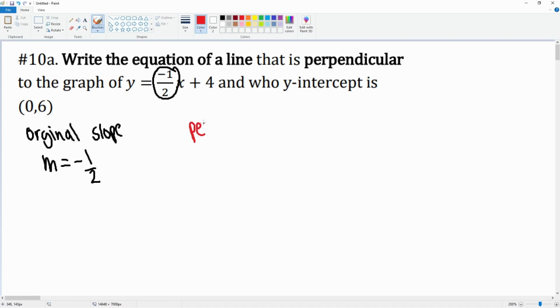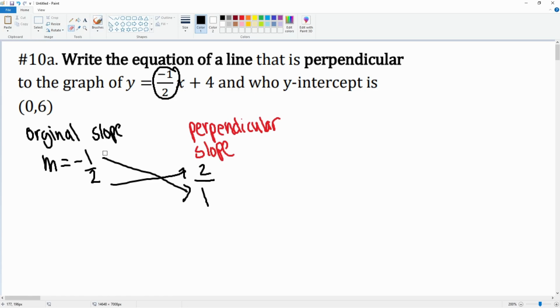Now we want to find the perpendicular slope. To do that, we have to find the opposite reciprocal. So m is equal to, let me just write the bar first. The -1 goes to the bottom, and the 2 goes on top. Do you see that? We forgot to bring down that negative with it. It was originally a negative, but now, because of the opposite, it turns into a positive. So the new slope is m equals 2 over 1.